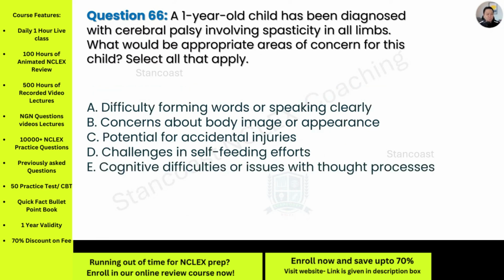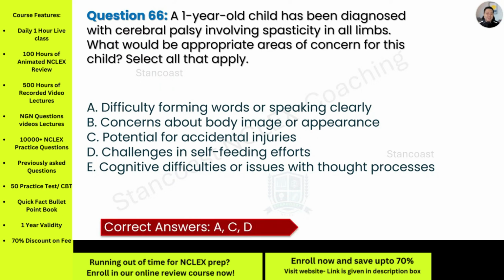66. A 1-year-old child has been diagnosed with cerebral palsy involving spasticity in all limbs. What would be appropriate areas of concern for this child? Select all that apply. A, difficulty forming words or speaking clearly. B, concerns about body image or appearance. C, potential for accidental injuries. D, challenges in self-feeding efforts. E, cognitive difficulties or issues with thought processes. The answers here are letters A, C, and D.